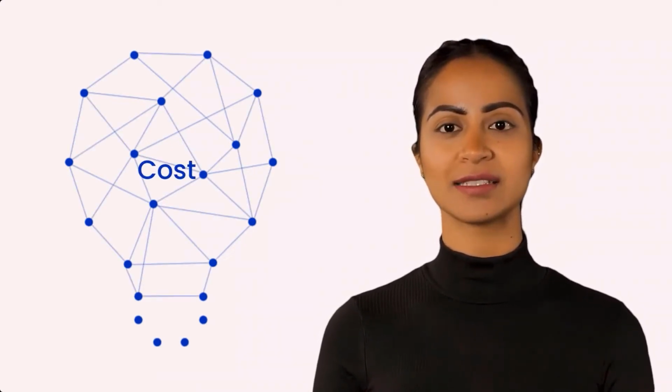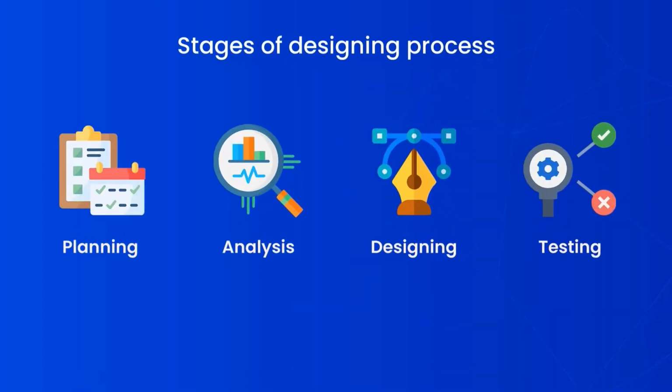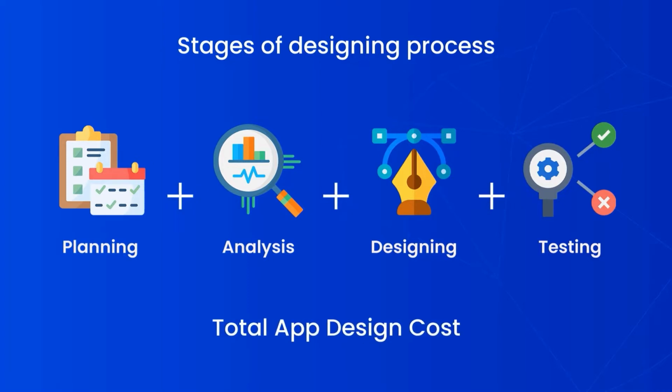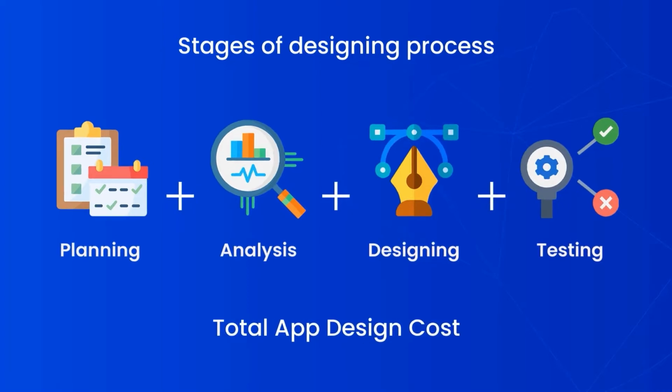While determining something's value, we need to think from different angles and determine what adds to this cost. In the app design context, these factors are the stages of the designing process. By adding up the cost of these stages, we can get a rough estimate of the total app design cost. The first stage of the app designing process is planning.